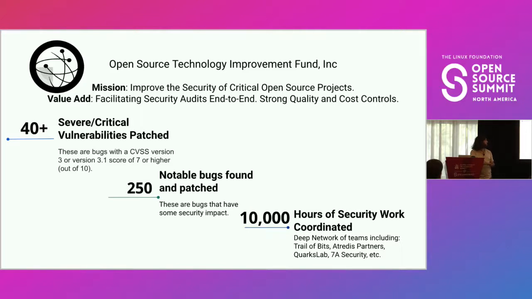So as I briefly mentioned yesterday, we're at over 40 and counting of severe or high-risk vulnerabilities found and patched. And for a little more context, those would be bugs with a CVSS score of 7 or higher. And for all the medium and low-risk vulnerabilities, which are still security issues, we found about 250 and counting, and have facilitated or coordinated over 10,000 hours of security work.